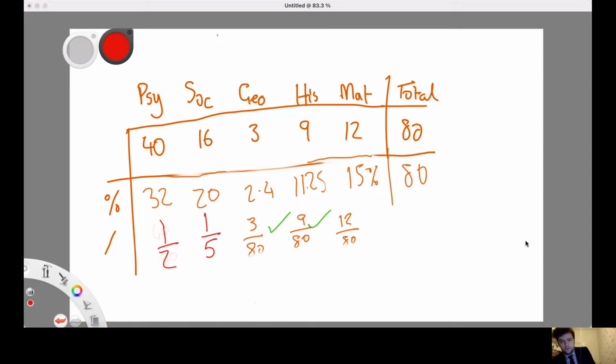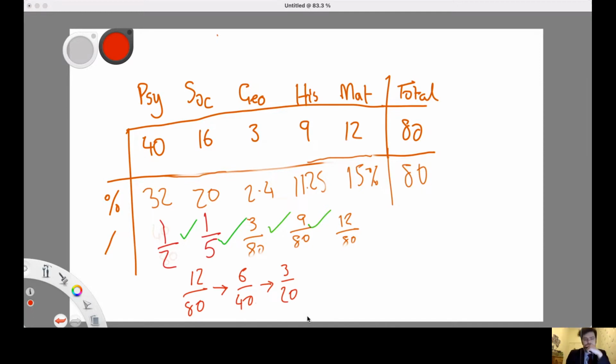We know that 3 over 80 is already in its simplest form. So that just leaves us with 12 over 80. Again, I'd urge you to do the same technique. Divide by the smallest number you're comfortable with. It could be 2, it could be 3, it could be 4. So divide by 2, we get 6 out of 40. Divide by 2 again, we get 3 out of 20.